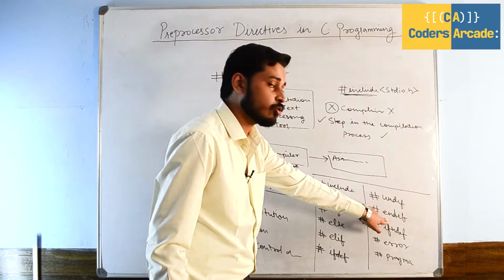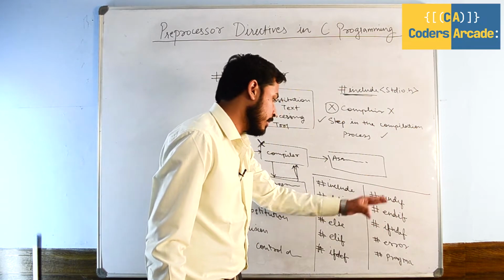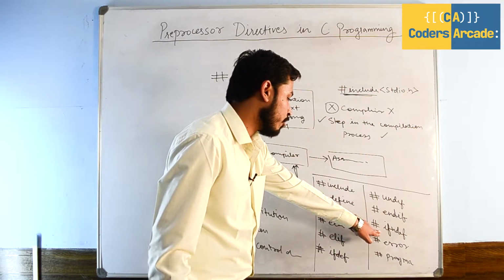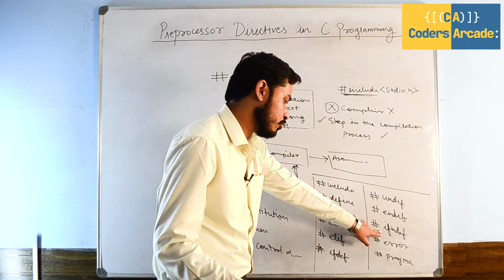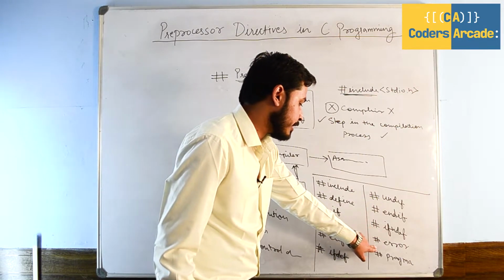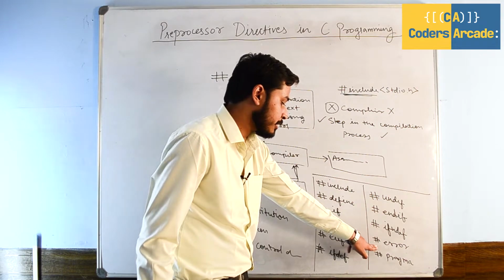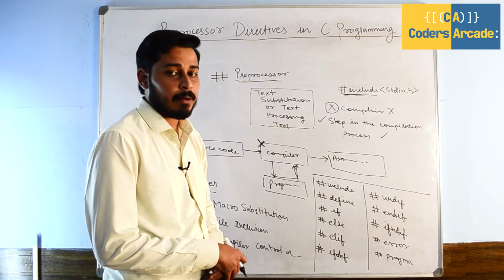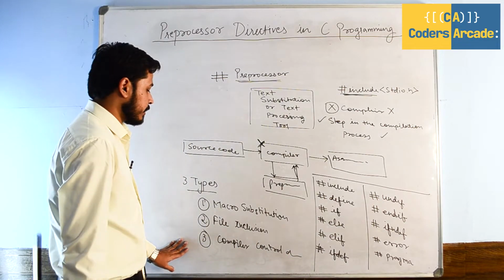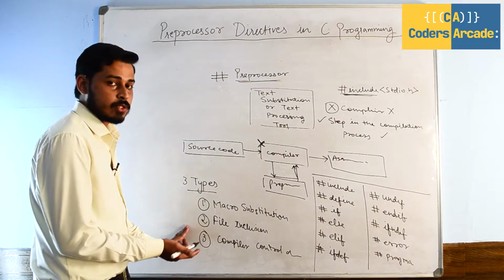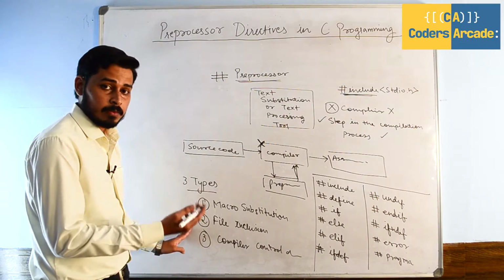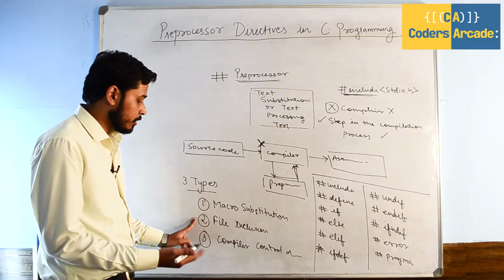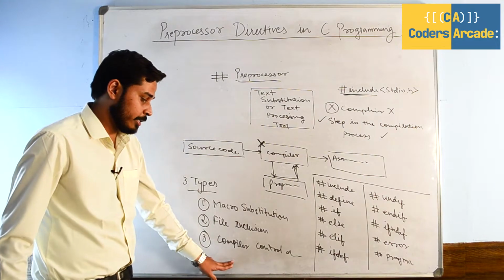Then hash endif is used to end the conditional preprocessor statement. Then hash error is used to print the error message, and hash pragma is a special command for the compiler. And these are the three types of preprocessor directives that we are going to discuss in this video. Again, we have the macro substitution, then the file inclusion directive, and then the compiler control directive. So these are the three.